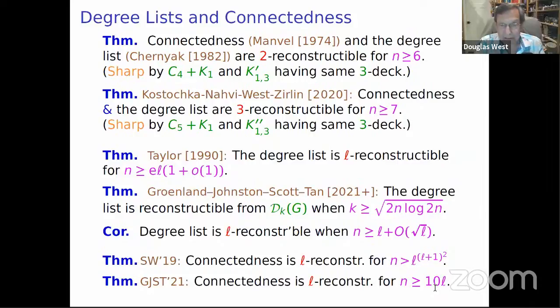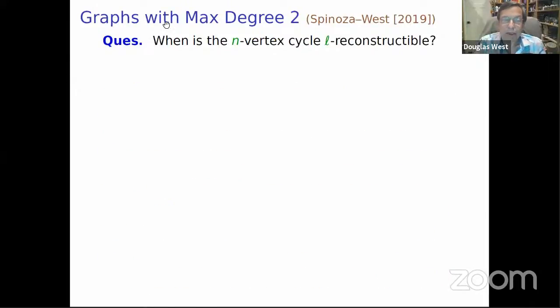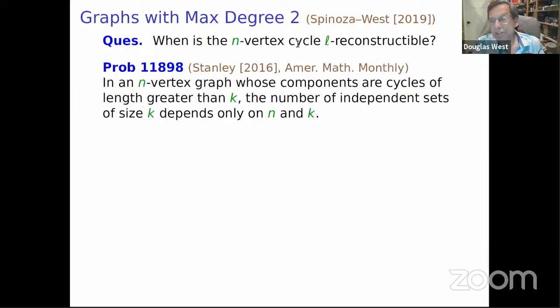Okay, well, what about special families, really special families? It's natural to think, what L do we need to make a graph L reconstructible? Let's think about the n vertex cycle. We had some idea of what might be the right answer for the cycle, and along came a problem in the American Mathematical Monthly by Richard Stanley. Stanley proposed showing that in an n vertex graph whose components are cycles of length greater than k, the number of independent sets of size k would depend only on n and k, not on the arrangement of lengths of the different cycles, as long as all the cycles you use have length greater than k.